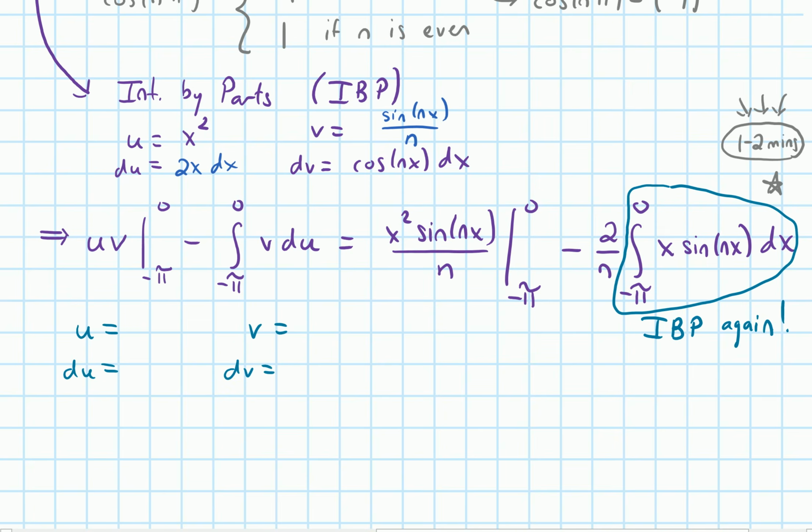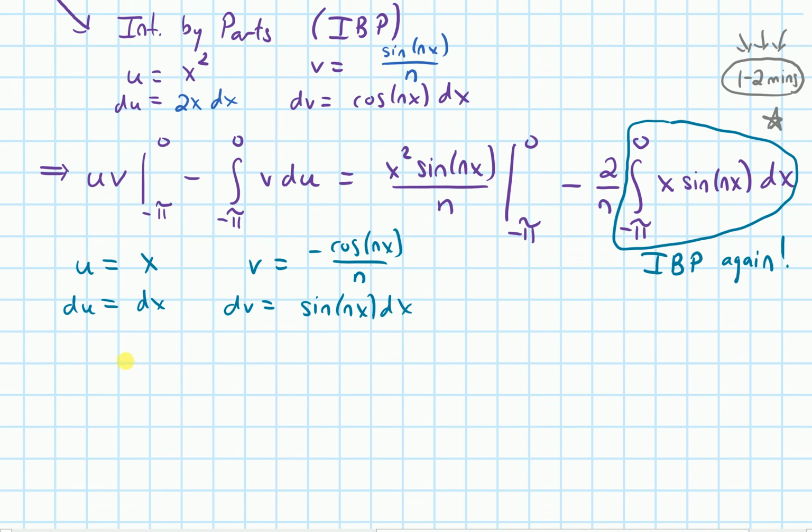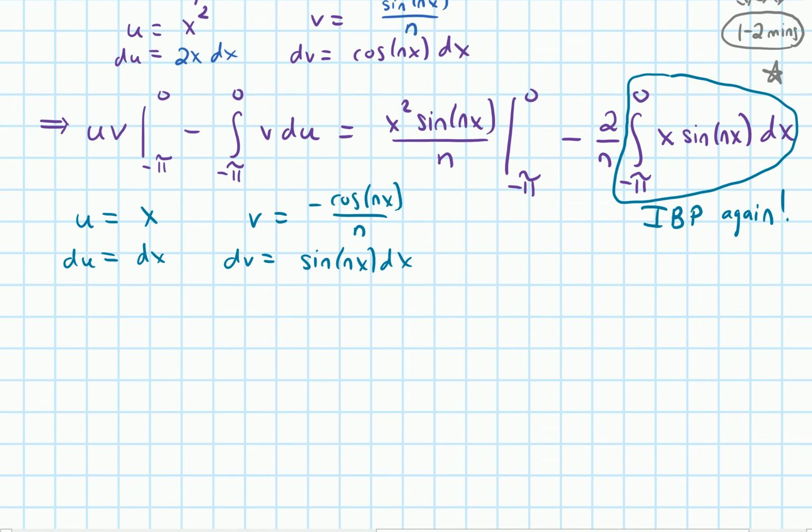So I'm going to let u be the polynomial term, the x, because its derivative will be simpler than it. Du, its derivative would be dx. Technically, it's 1 dx. dv, I'm going to let be the other stuff, which is sine of nx dx. So then the antiderivative of that would be negative cosine of nx over n. So that's my integration by parts setup. So now let's go ahead and evaluate this integral.